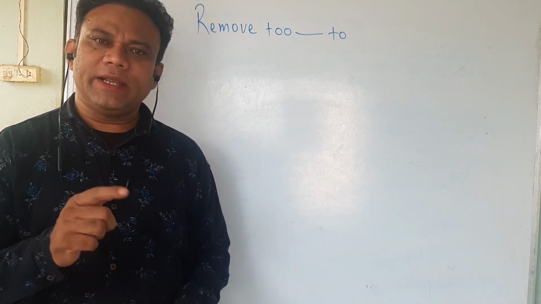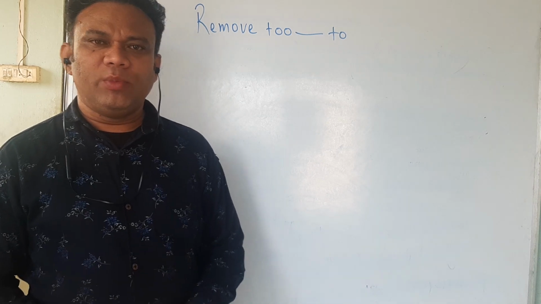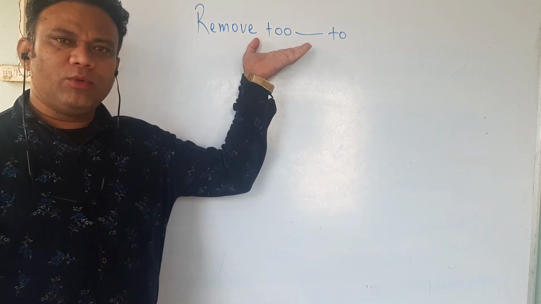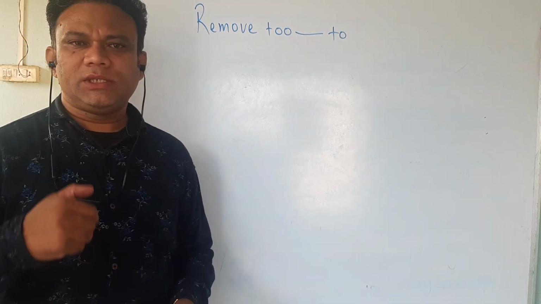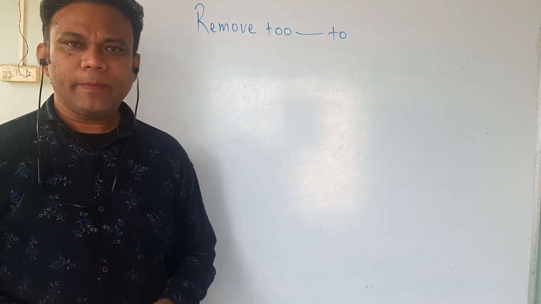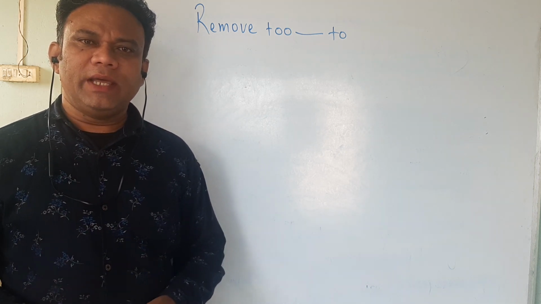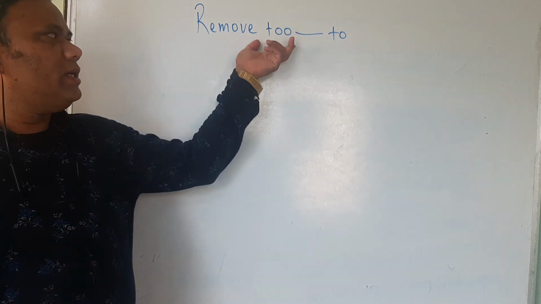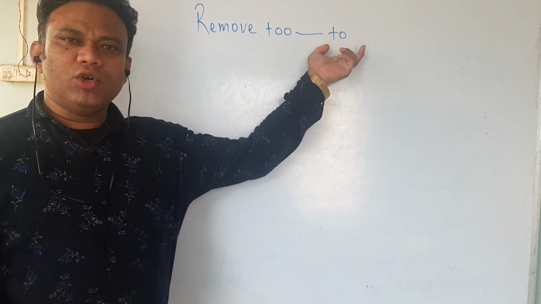Children, in sentence transformation, one topic is there, and the name of that topic is "remove to". So, today I am going to explain this topic. The word remove means to cancel. Whenever we are told to remove to, we find that in the given sentence, two twos are there. One is "too" and another is "to".